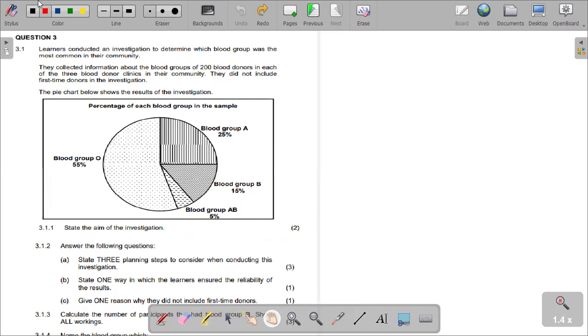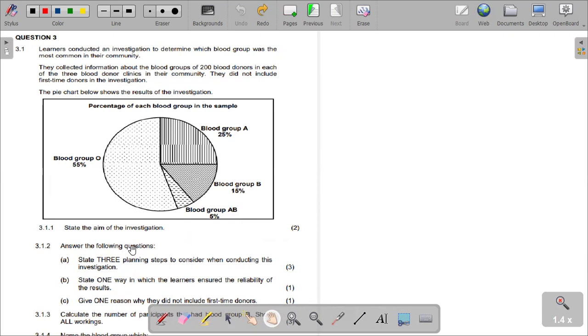So, without wasting time, we have the representation: 25% blood A, 15% blood B, 5% blood AB, and blood O has 55%. And then the investigation was conducted to determine which blood group was the most common in their community. So our first question is: state the aim of the investigation.